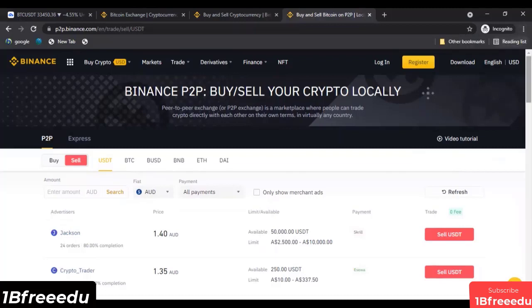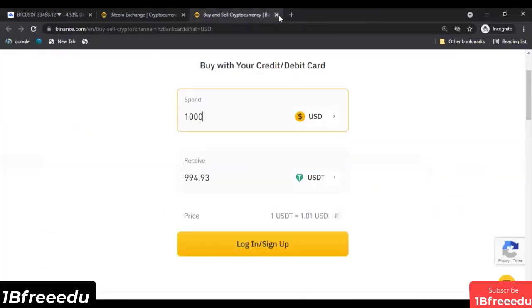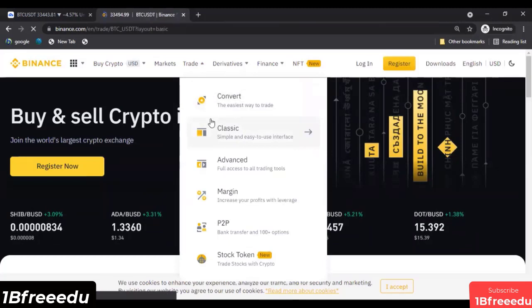So what I was telling you guys was that you should first try to get in with $20, like buy USDT for $20, and then cash that out and see how the system works, and see that you were able to take out the amount that you inserted in it. So this is one of the tips which I would give you. After you have bought it, you should go to trade and then click on classic.